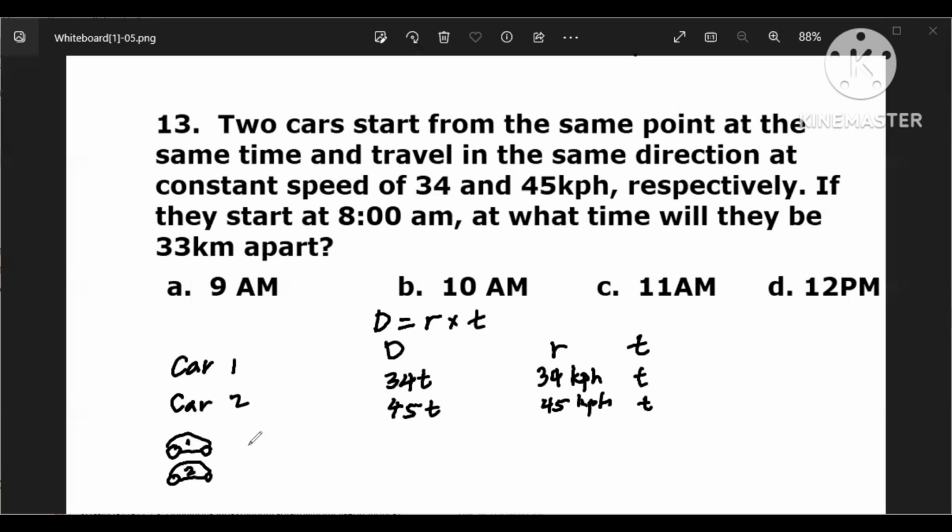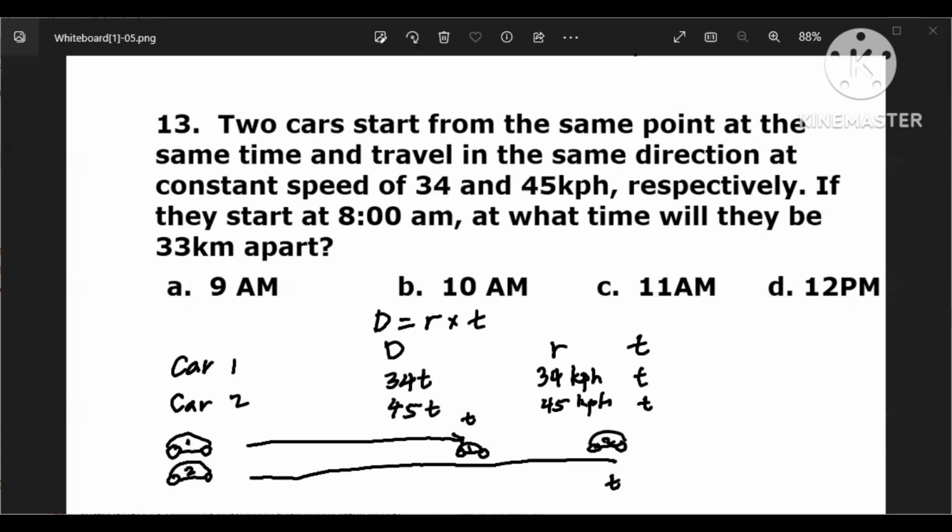Now, sabay silang aalis, okay? Sabay, but si 2 ay mas mabilis, no? Kaya mas lamang yung mako-cover niyang distance. Supposing na dito si car 1 at time t, tapos nandito si car 2 at time t, no? So, nandito yung car 1, nandito yung car 2, no?